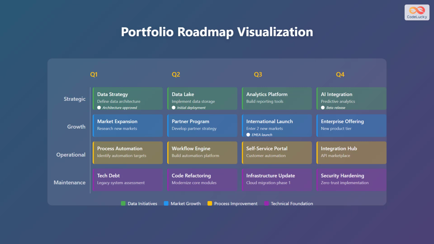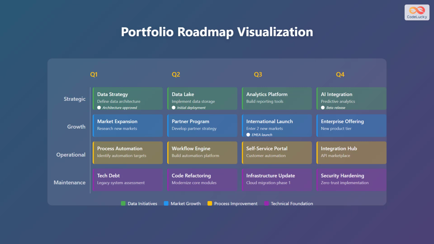Here is a portfolio roadmap visualized. The roadmap organizes projects across different timeframes such as quarters and years. The roadmap header consists of the quarter names such as Q1, Q2, Q3, and Q4. Projects are grouped into categories such as strategic, growth, operational, and maintenance.